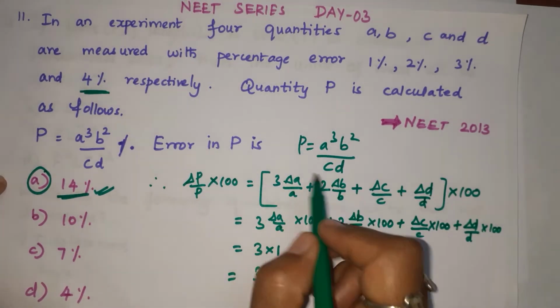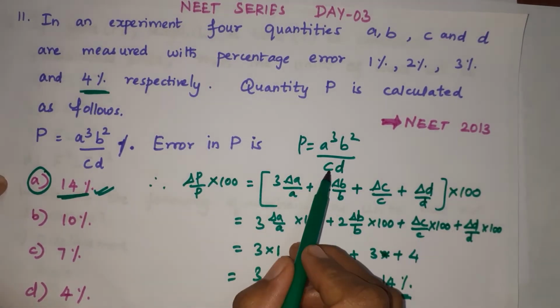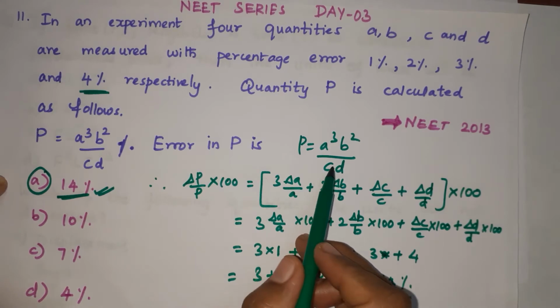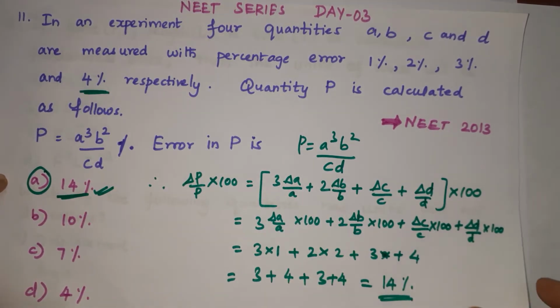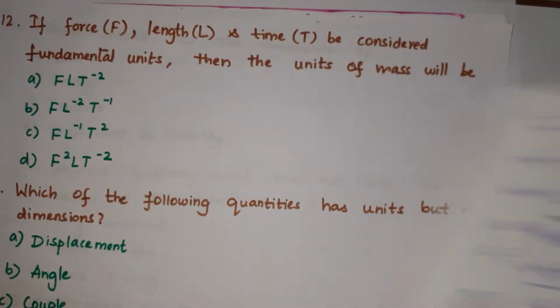So use this formula directly and substitute. If they mention C squared or C cubed or anything, you should write it here. That is, if it is C squared, it means 2 ΔC by C into 100. That means when you substitute, 2 into 3 will come. If nothing was mentioned here, directly you can take the value and solve it. Yes. Next question.